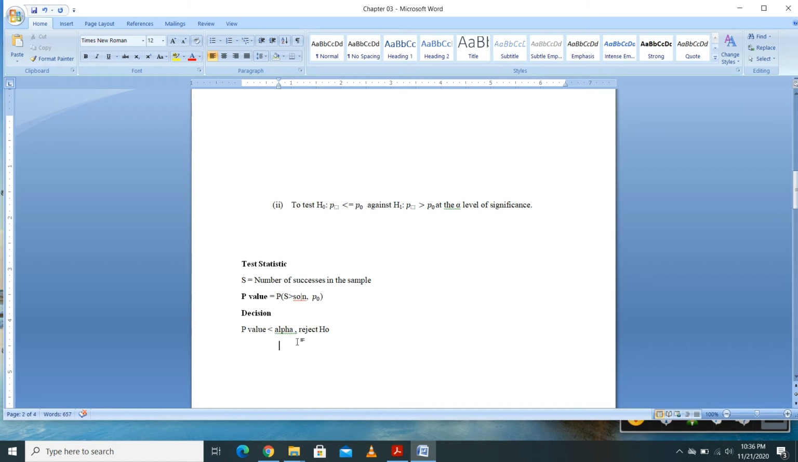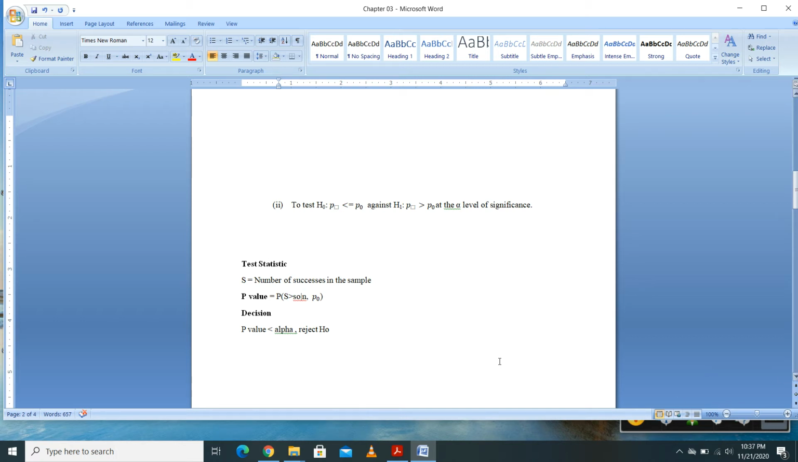When H naught is true, we can observe a binomial distribution. That's why we are using this binomial distribution in order to find the p-value.